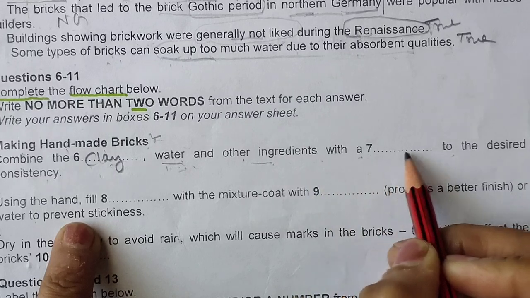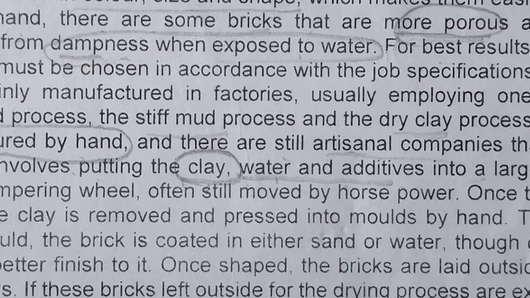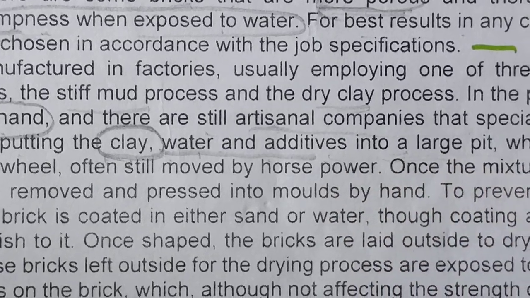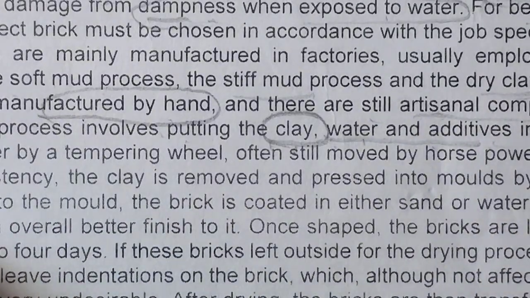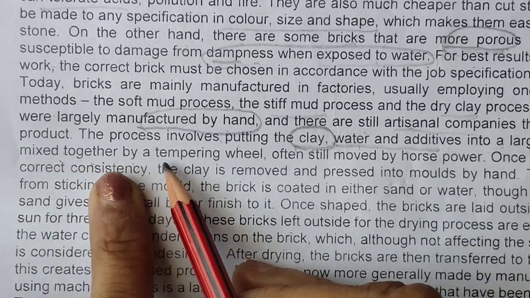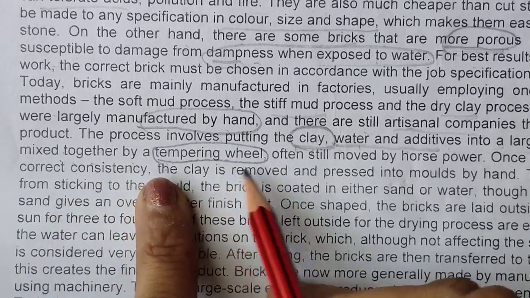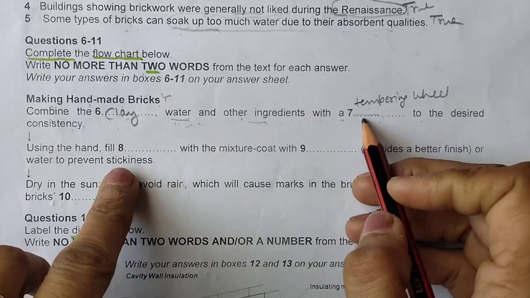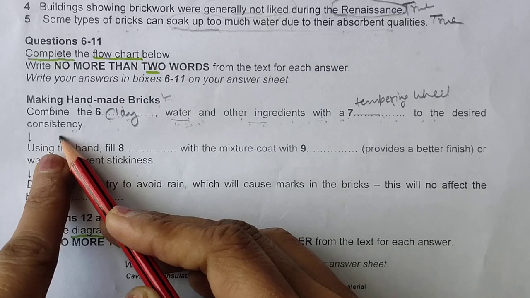Clay, water and other ingredients with a dash to the desired consistency. Let's find this word. Clay, water and additives go into a large pit where it is all mixed together by a tempering wheel, often still moved by horsepower. So we can write two words: tempering wheel. So the ingredients are mixed with the tempering wheel to the desired consistency.